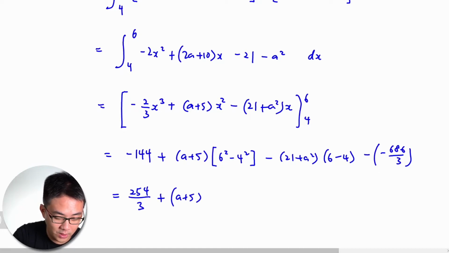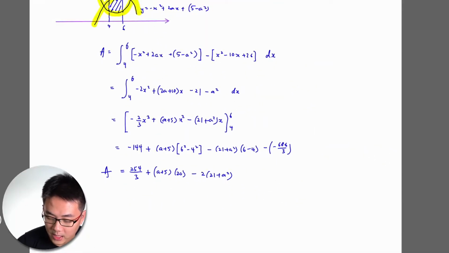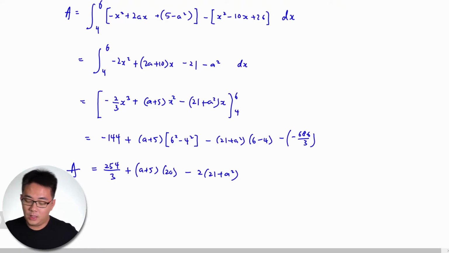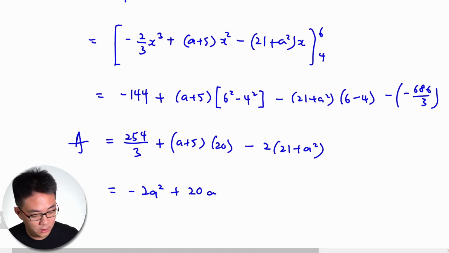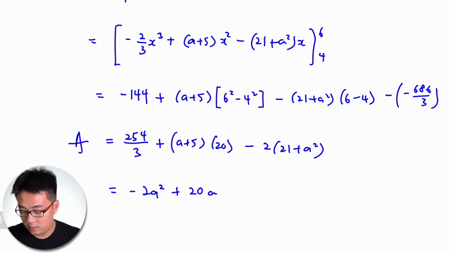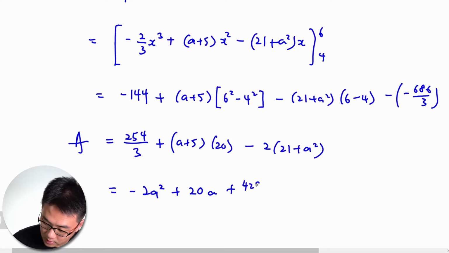Once you get the concept, this shouldn't be a problem. So this is 20. This is 2. 21 plus a square. This is a, the area. Yeah, so just simplify them. So this will just be minus 2a square plus 20a. Then just add all the constant up together. 254 over 3 plus 5 times 20, 2 times 21. Yeah. So this is plus 428 over 3.